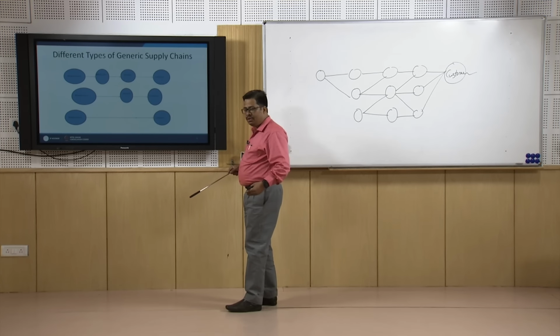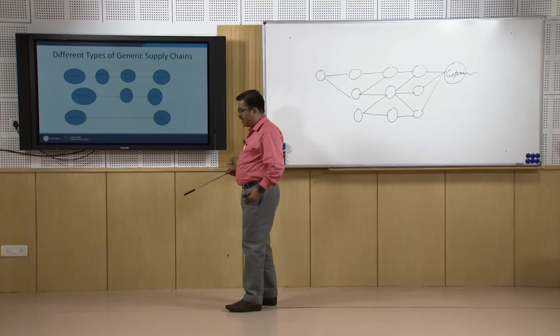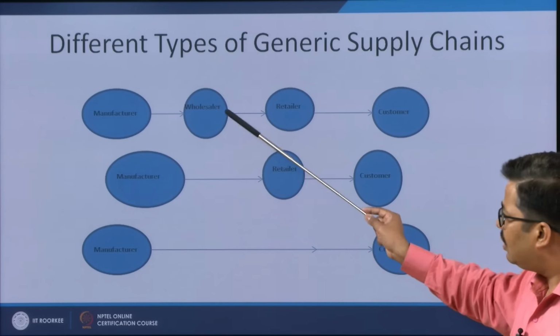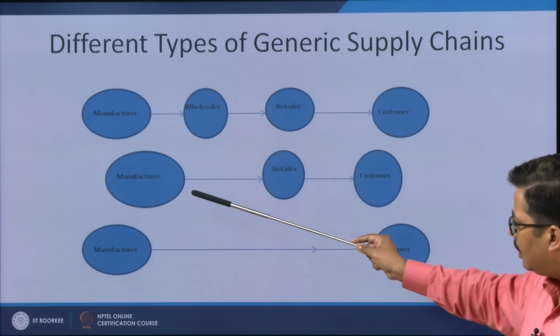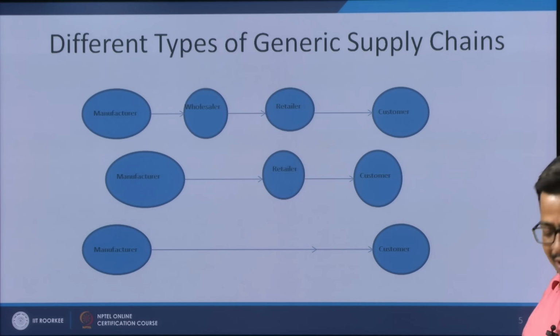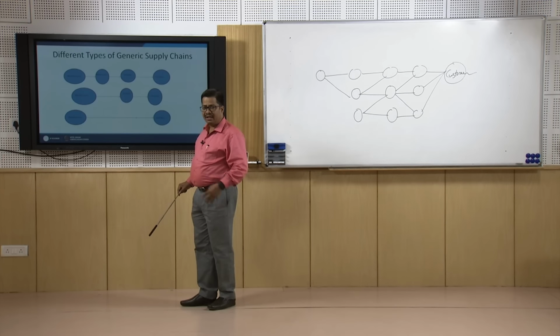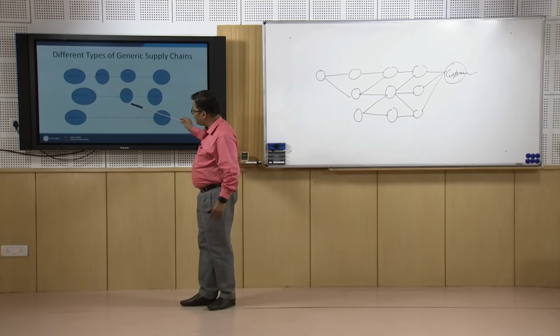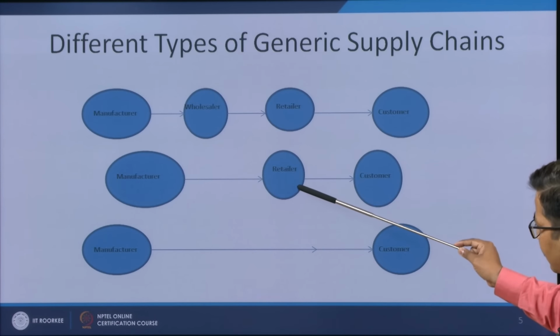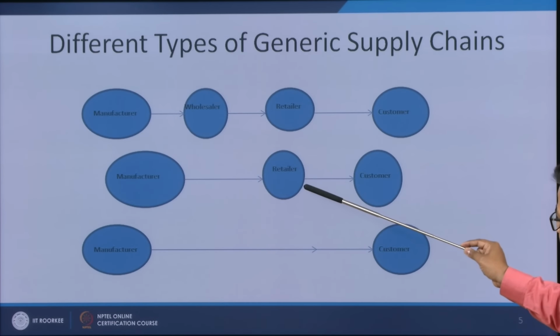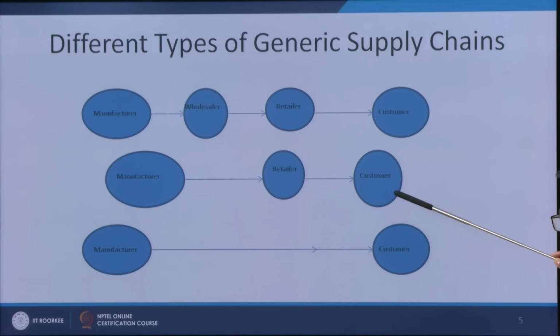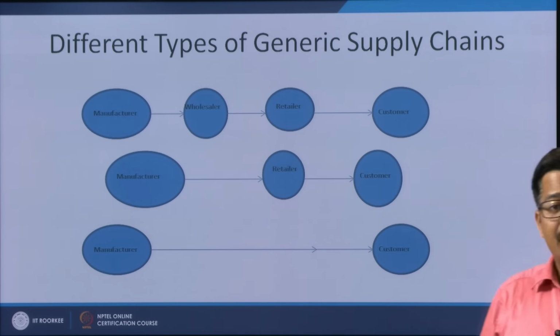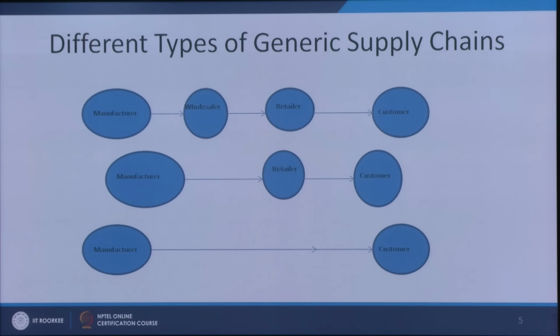But nowadays you can also understand that there are supply chains where wholesalers are not there. You have large retail houses like Big Bazaar, like Reliance chains, like Walmart, where probably wholesalers are not there, and the manufacturer directly supplies these products to the retailer, and those big retailers are directly supplying these products to the end customers. And then there are supply chains where the manufacturer is directly distributing products to the customer.